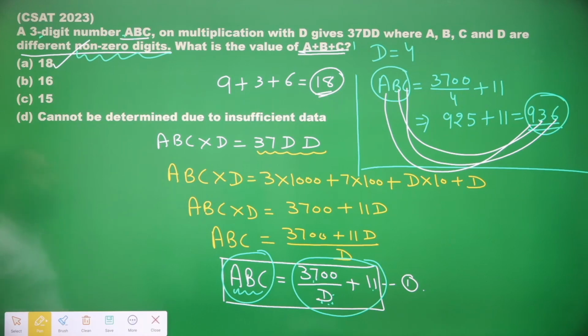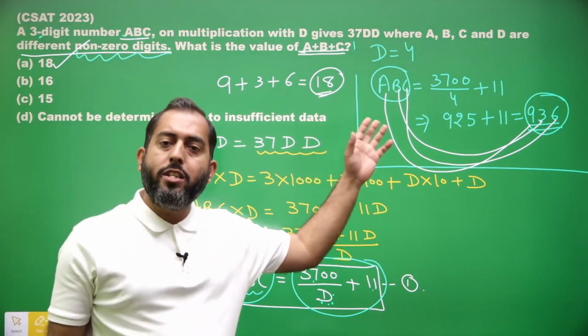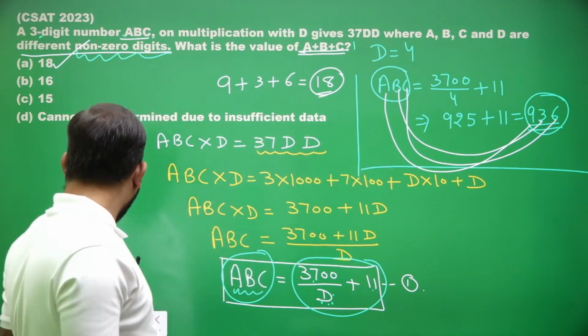I hope this is clear. Now, apart from it, no other values of D will justify all my given conditions. Hence, we can discard them. Let's move on to the next question.